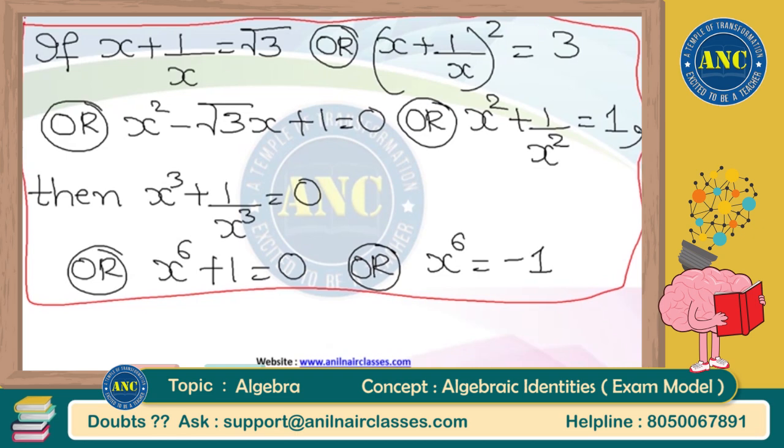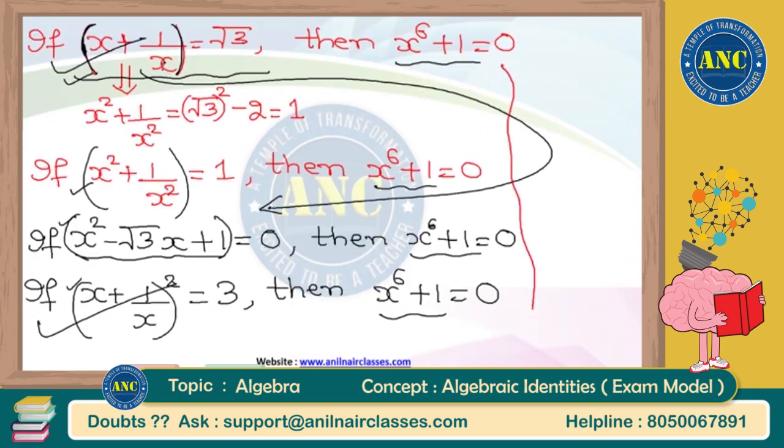If you are really interested, in fact we can also reduce it to one more form if it is required. See here, what is that one more form which we can reduce? See here, we have x plus 1 by x whole square is equal to 3. Now, what I will do is, on the left hand side, I will subtract from 1.